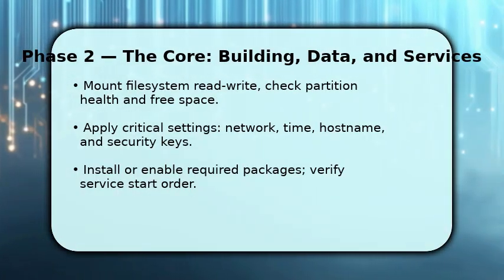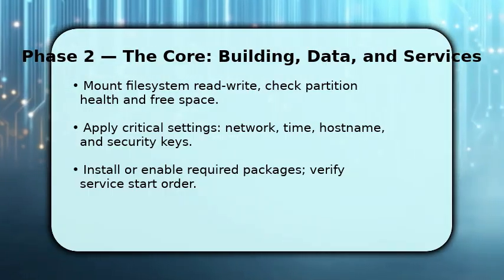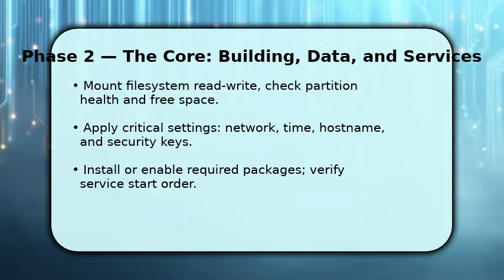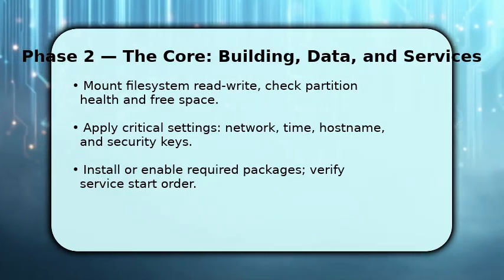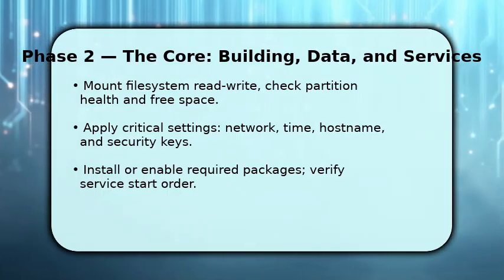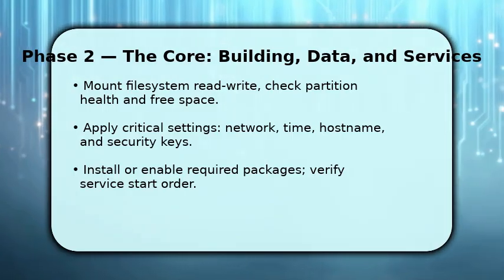First, remount the file system read-write and run a quick partition check because corrupted partitions block updates. Then apply core settings, network, time, hostname, and security keys so dependent services bind correctly. After that, install or enable required packages and set the service start order to prevent dependency races.